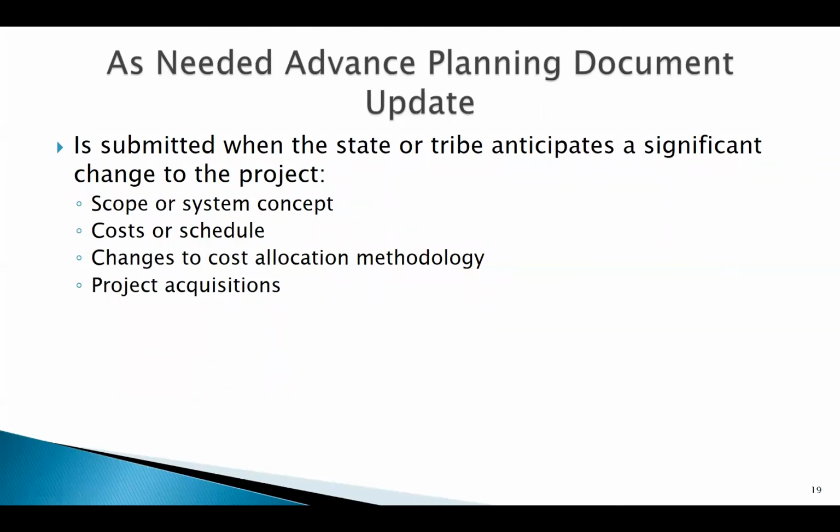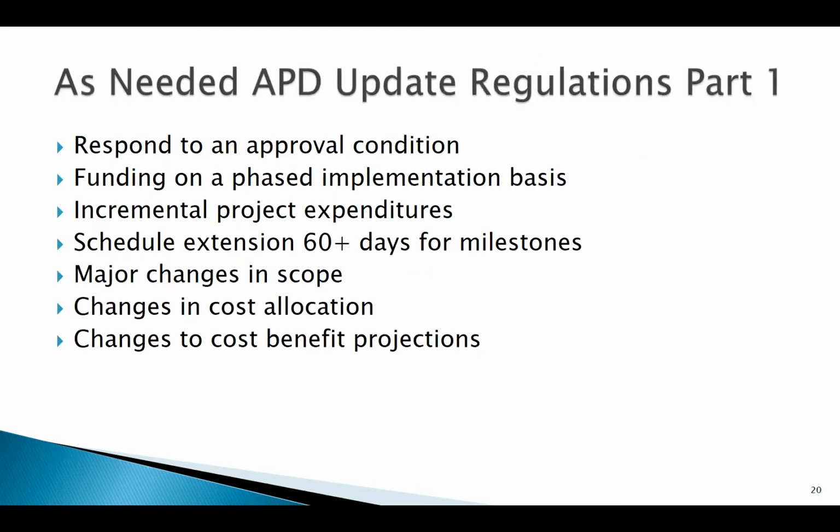When you need to send in an as-needed advanced planning document update, they are submitted when the state or tribe anticipates a significant change to the project, which can be scope or system concept, costs or schedules, changes to the cost allocation methodology, and changes to project acquisitions. Next slide, please.